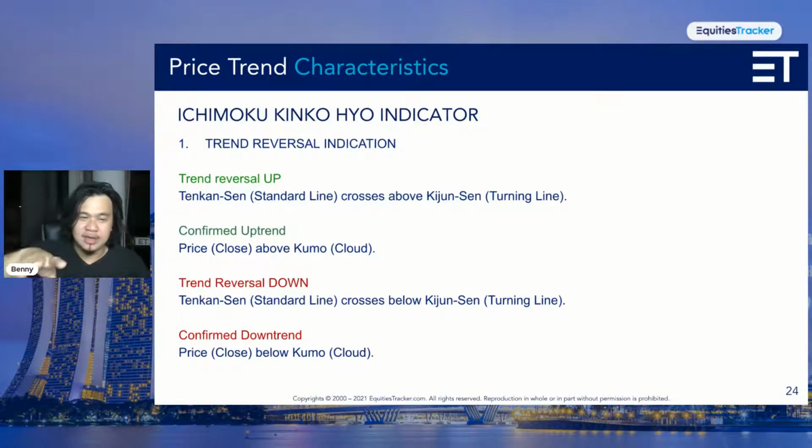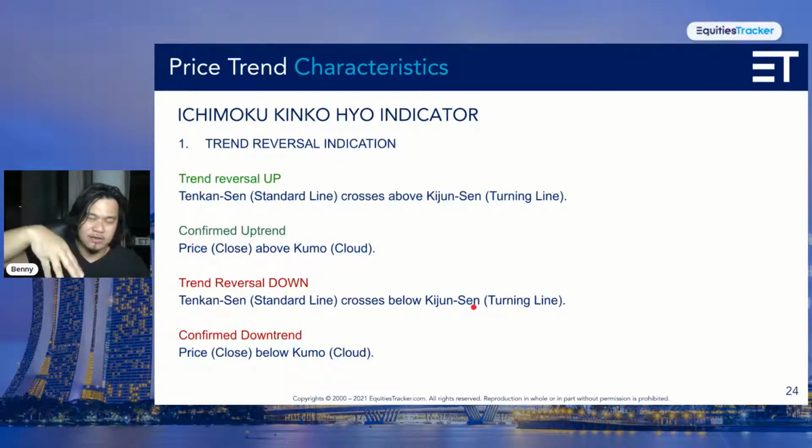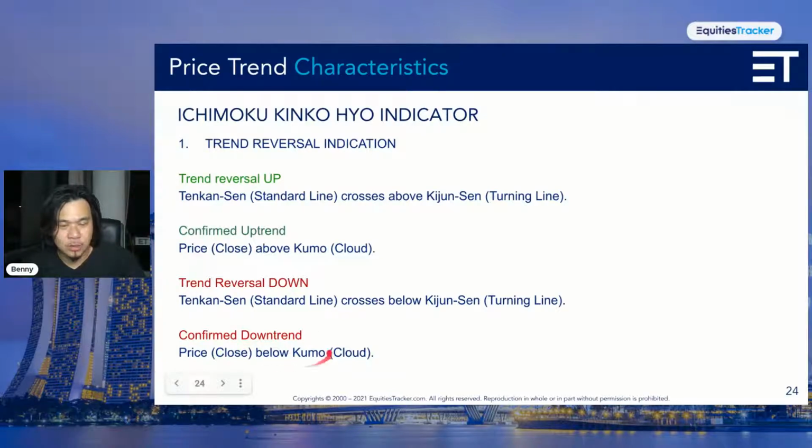So the decision maker here is the cloud. If the price is above the cloud, we have an uptrend. If the standard line crosses below the turning line, that means the price is reversing downwards. The short-term average is now below the long-term average, and therefore the trend is reversing downwards. But it is only confirmed when the price closes below the cloud.